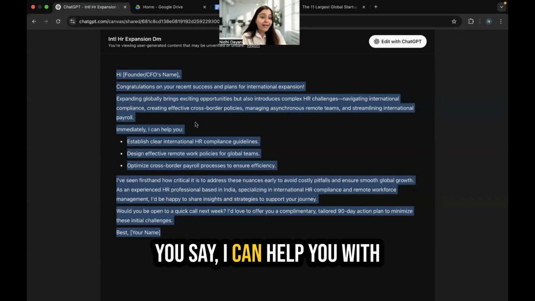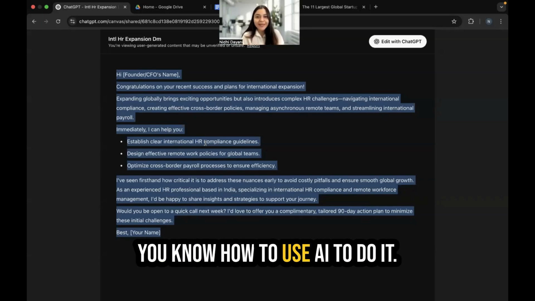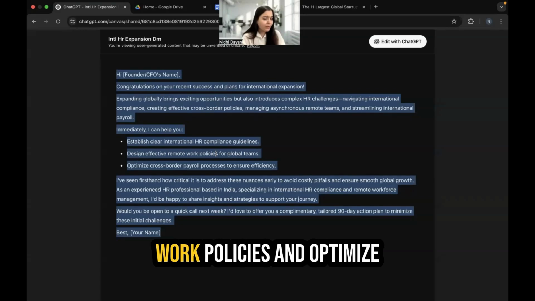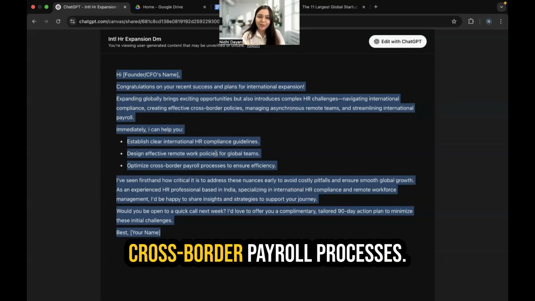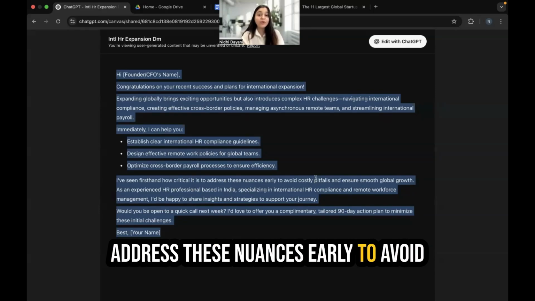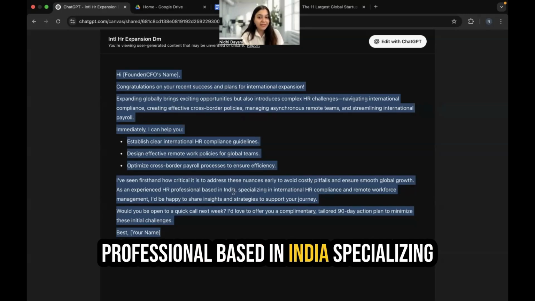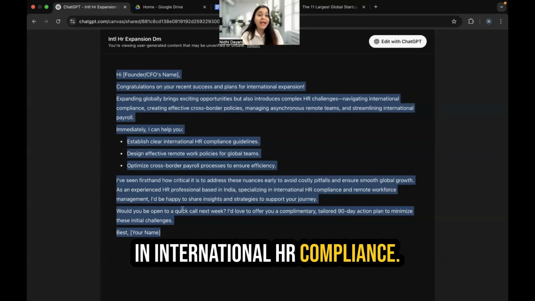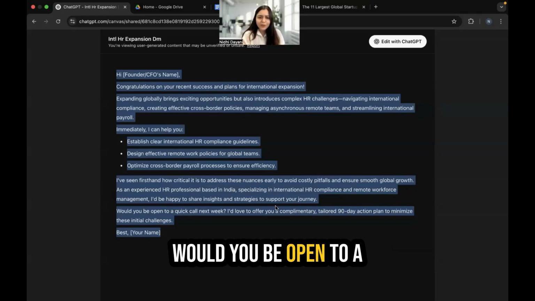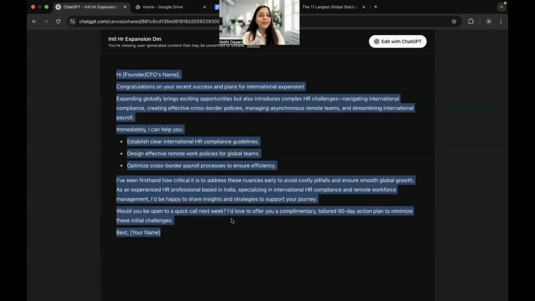You say, "I can help you establish clear international HR compliance guidelines, and you know how to use AI to do it. Design effective remote work policies and optimize cross border payroll processes. I've seen firsthand how critical it is to address these nuances early to avoid costly pitfalls and ensure a smooth global growth. As an experienced HR professional based in India, specializing in international HR compliance, I'd be happy to share insights. Would you be open to a quick call next week? I'd love to offer you a complimentary, tailored 90-day action plan to minimize these initial challenges," and you sign off with your name. Perfectly drafted message, again done by GPT.